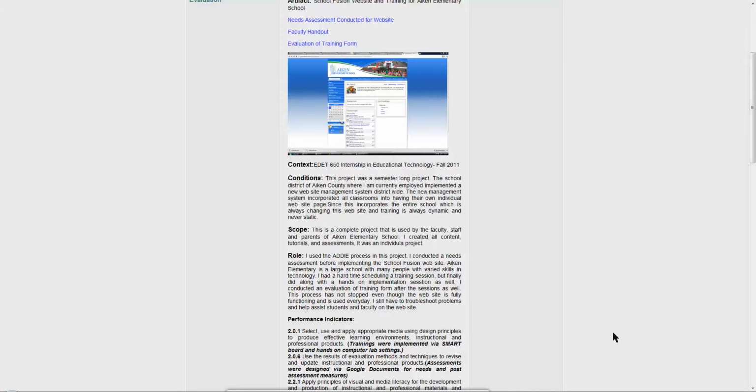This website is still very valid and I update it weekly. I also support teachers and students in the use of this tool. I send out weekly emails to the staff and monthly emails to the parents of Aiken Elementary. I continue to support this project by troubleshooting.